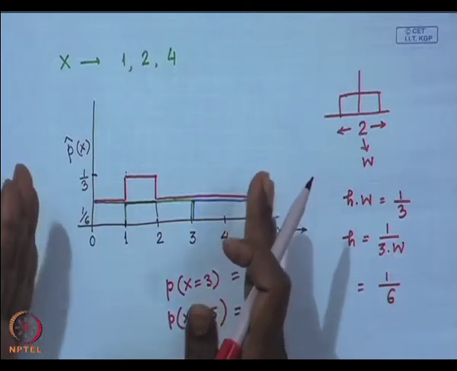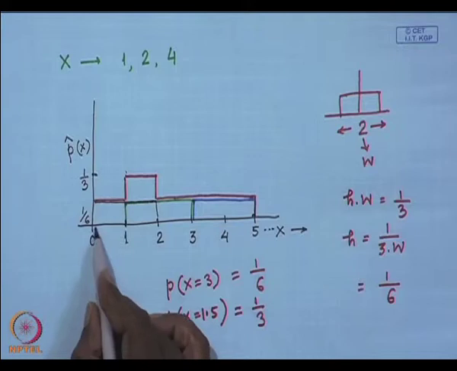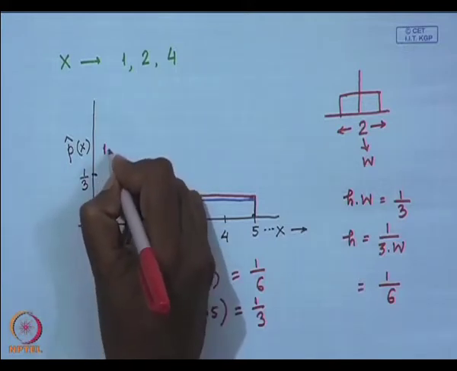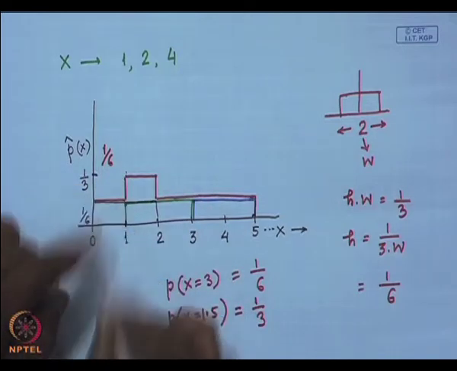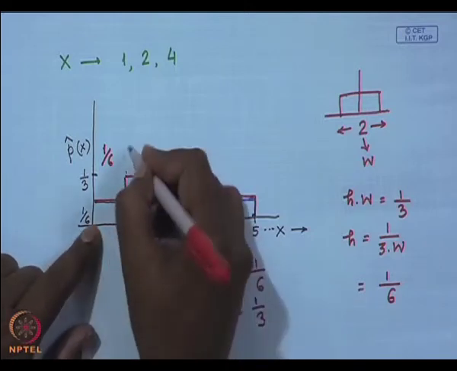Now, if I want to compute what is the total area under this probability density curve, you find that from here to here the area is 1 upon 6, because height is 1 upon 6, width is 1. So, area is 1 upon 6.